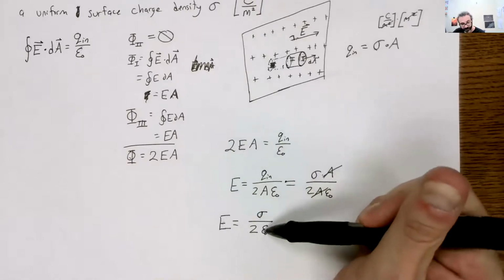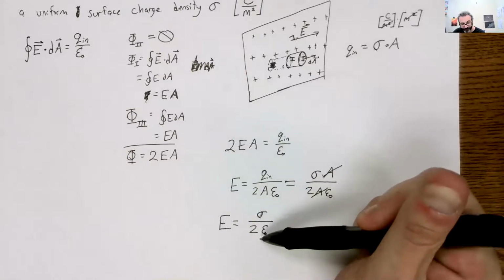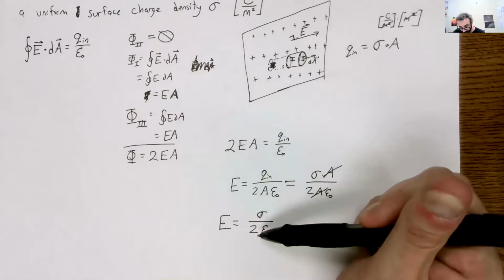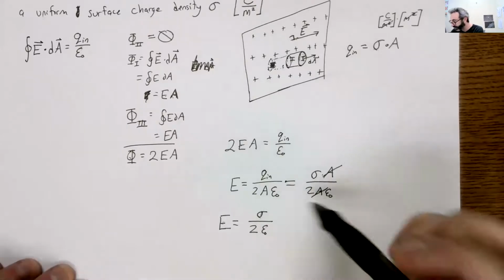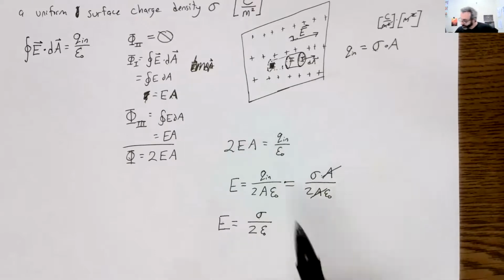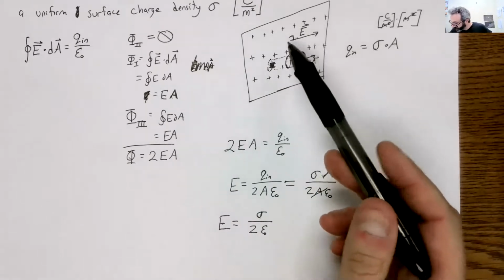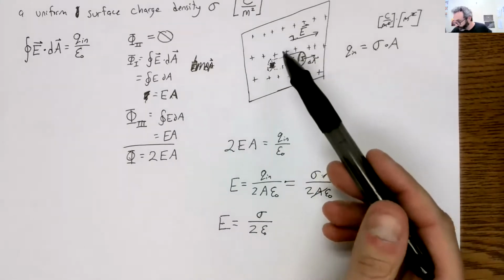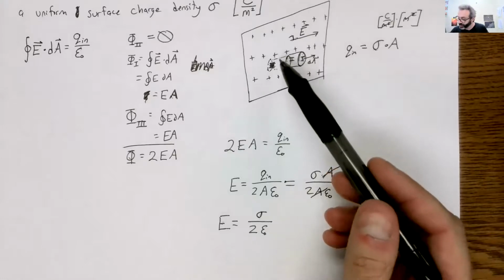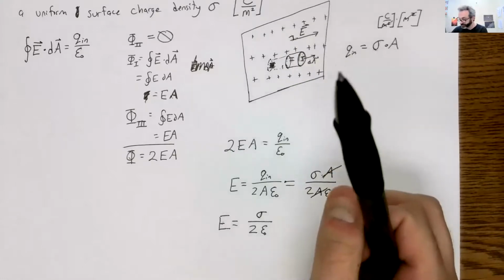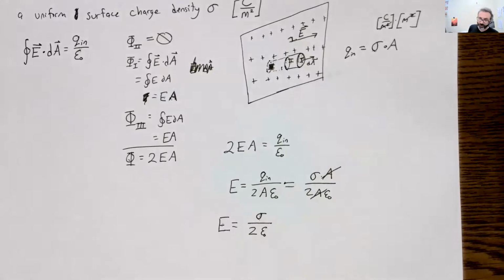2 and epsilon naught, those are just constants, right? So that doesn't really matter. But what's going to happen if I measure the electric field 1 inch away from this plane of charge, and then I measure the electric field 10 inches away from the plane of charge? Is the magnitude any different?